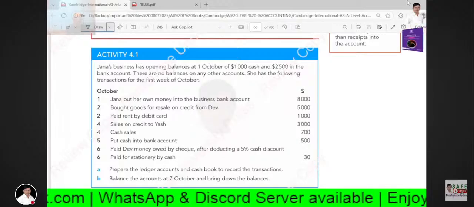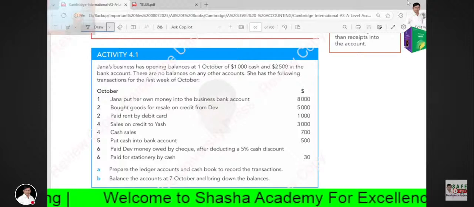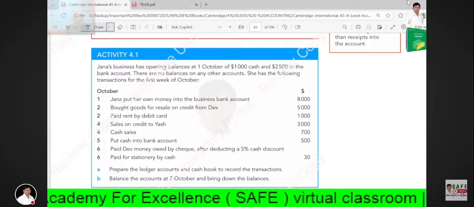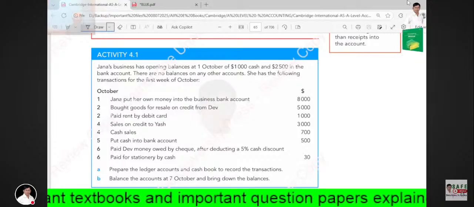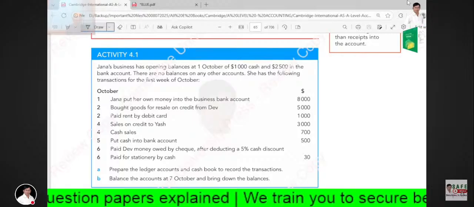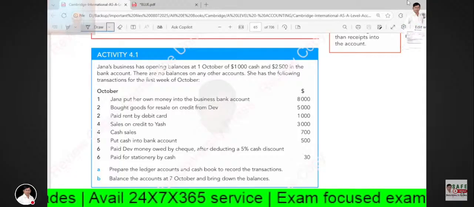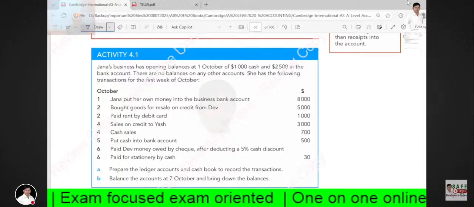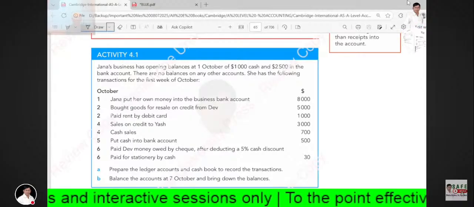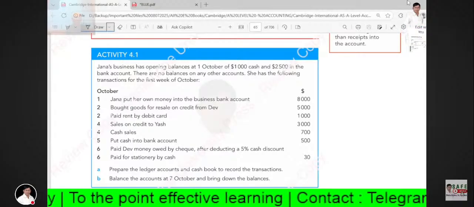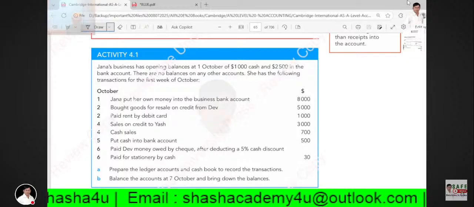October 1st, Jana put her own money into the business bank account, 8,000. Bought goods for resale on credit from Dev. Paid rent by debit card 1,000. Sales on credit, 3,000. Cash sales 700. Cash into bank 500. Paid money owed by check after deducting a 5% cash discount. Paid stationery by cash, 30 bucks. So prepare the necessary accounts and cash book to record the transactions. Balance the accounts at 7th October and bring down the balances.